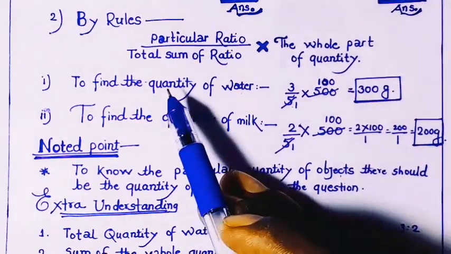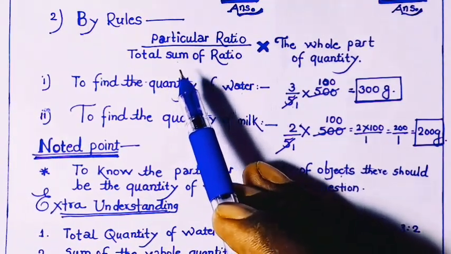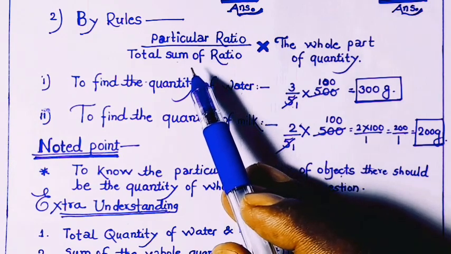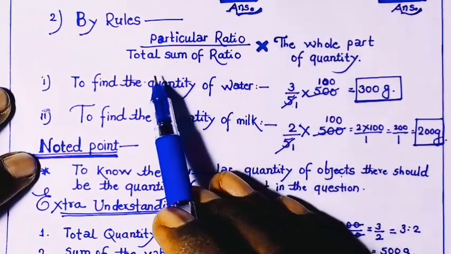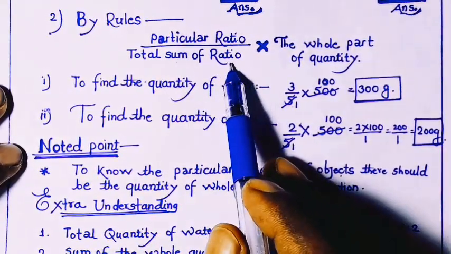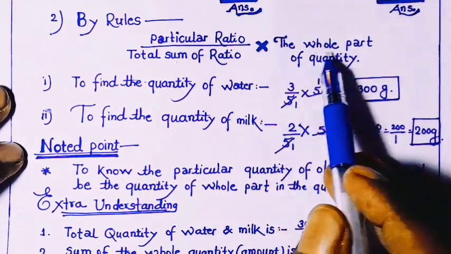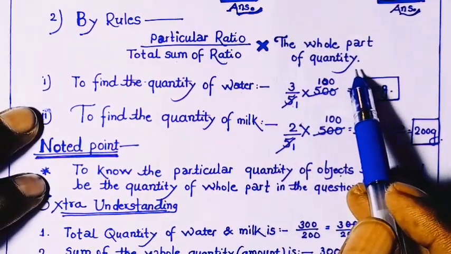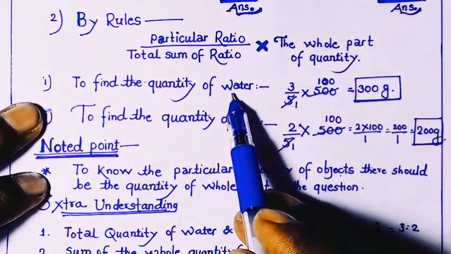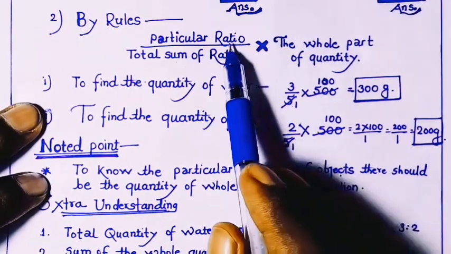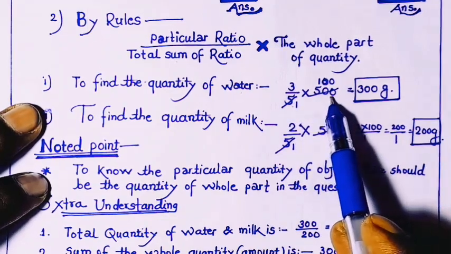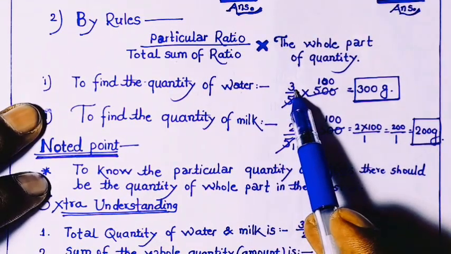By rules, the rule is given here to change the ratio into the quantity. First of all, particular ratio by total sum of ratio, multiply the whole part of quantity. If we have to find the quantity of water, then particular ratio 3 by 5 multiply 500, it means 3 parts.